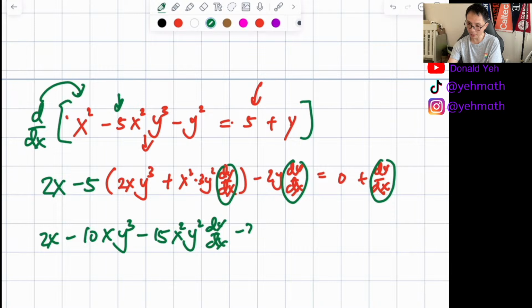If you factor out, this must be dy/dx times (1 plus 15x squared y squared plus 2y), equal to 2x minus 10x y to the third. Now you can isolate dy/dx by dividing everything to the other side. So it'll be 2x minus 10x y to the third, over 1 plus 15x squared y squared plus 2y, equal to dy/dx. And this becomes your new notation.